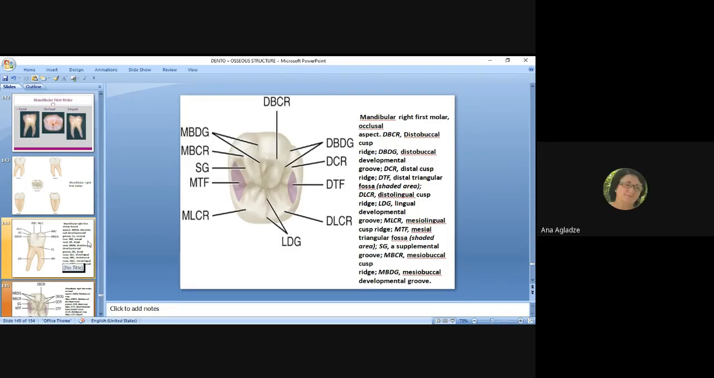We should know this: the shape, the cusps, how many roots, how many longer cusps distally, how many shorter ones lingually, and the developmental grooves. These are very important, crucial and pivotal notions.